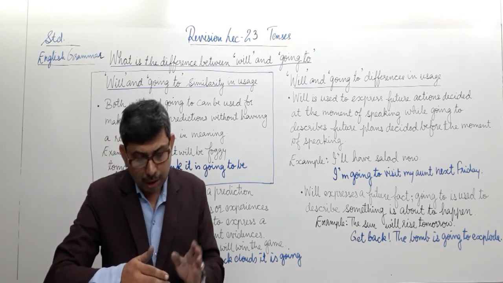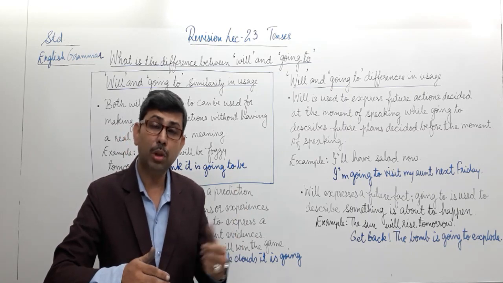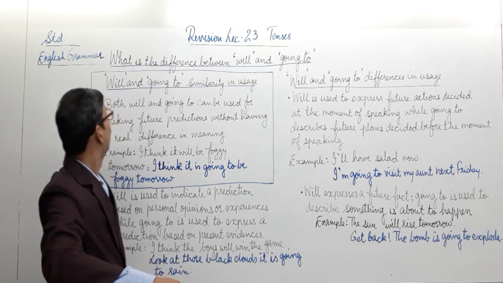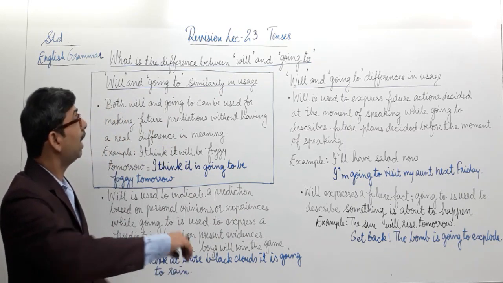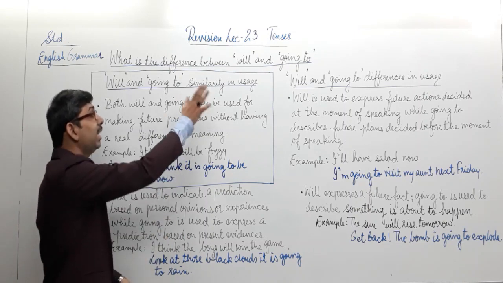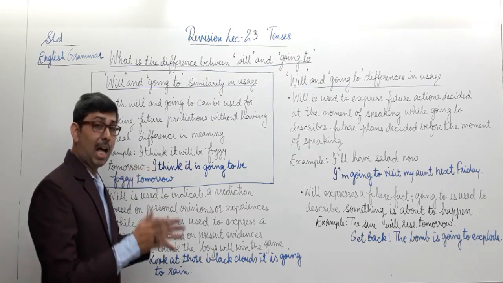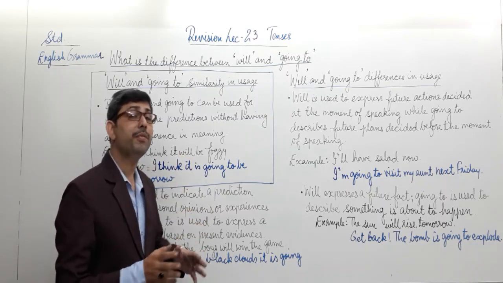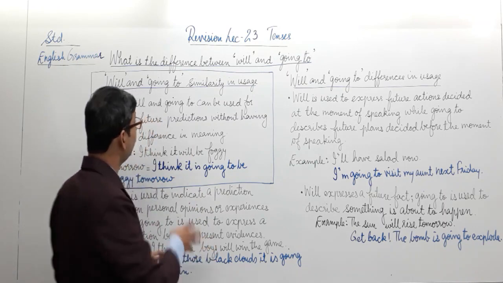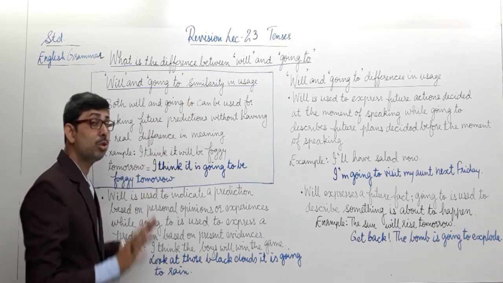Before we go to the reading of the Let's Learn section, let us try to understand on the board that I have prepared for you. What is the difference between will and going to? Well, will and going to, similarity in usage, that's the title that I have given. Taking a glance at these two words, you will find no difference between them. You will find it very, very similar. Therefore, with examples I have tried to explain that will and going to have a similarity in usage.